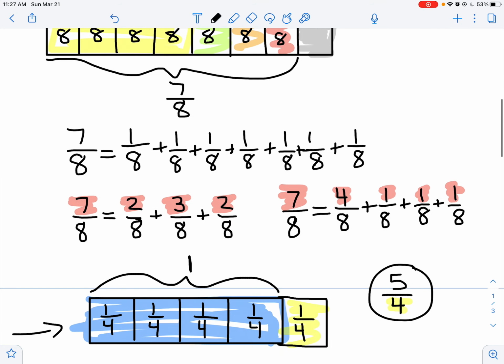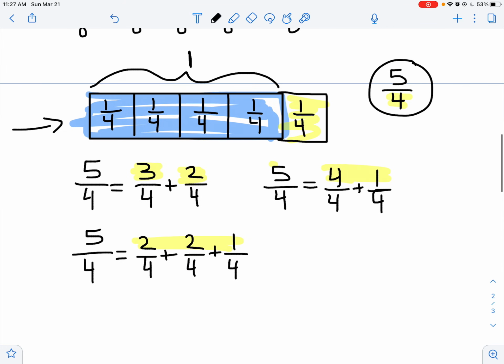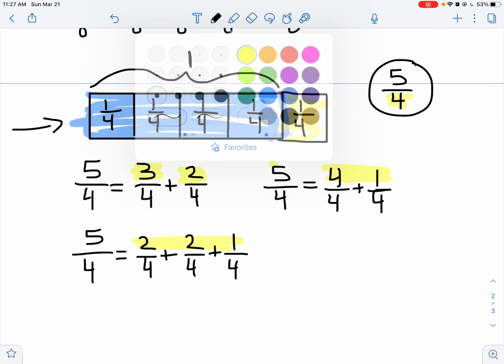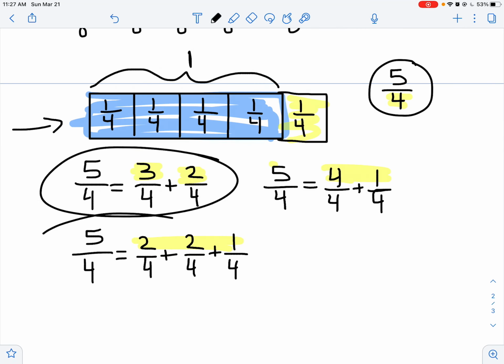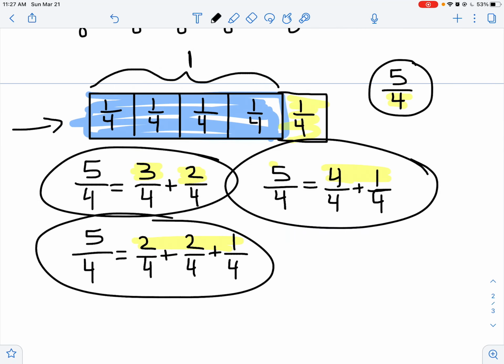And then you're going to write 3 different number sentences to show me how you can break it up. So in this case, we did 3 here, right? We did 1, 2, 3 different ways that you can write an addition sentence that equals 5/4. And we have a visual model in the form of a tape diagram.